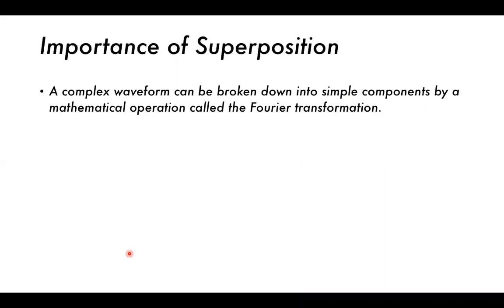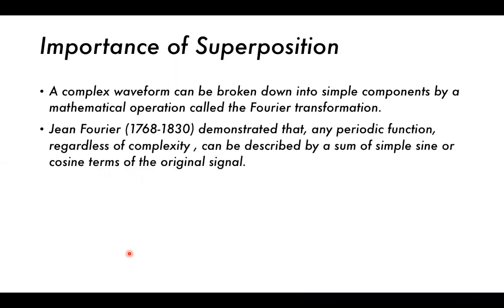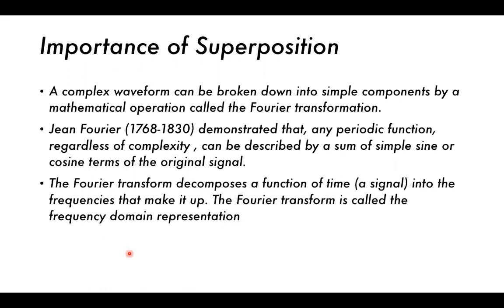The importance of superposition then: a complex waveform can be broken down into simple components by a mathematical operation called the Fourier transform. The Fourier transform was invented by Jean Fourier, a Frenchman, who demonstrated that any periodic function, regardless of complexity, can be described by a sum of simple sine or cosine terms of the original signal. This turned out to be very powerful in spectroscopy because it meant that we could get the individual components out of a complex signal.